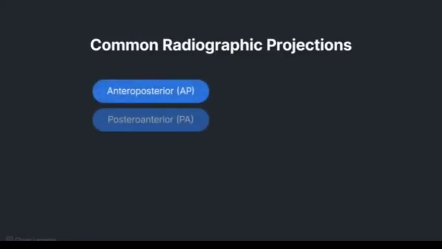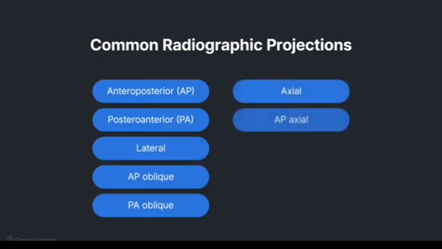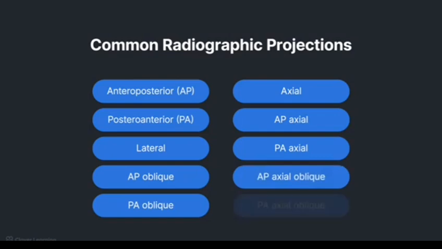Common radiographic projections include anteroposterior, or AP, posteroanterior, or PA, lateral, AP oblique, PA oblique, axial, AP axial, PA axial, AP axial oblique, and PA axial oblique. Let's take a brief look at each of these.